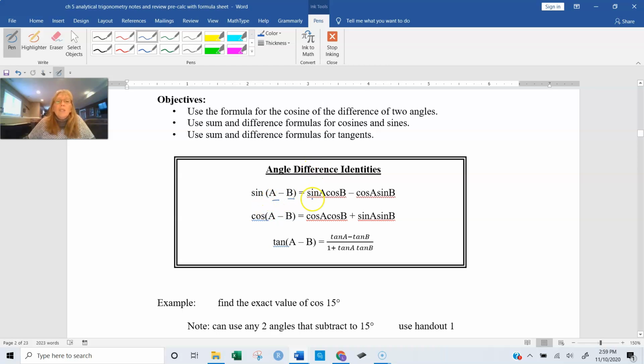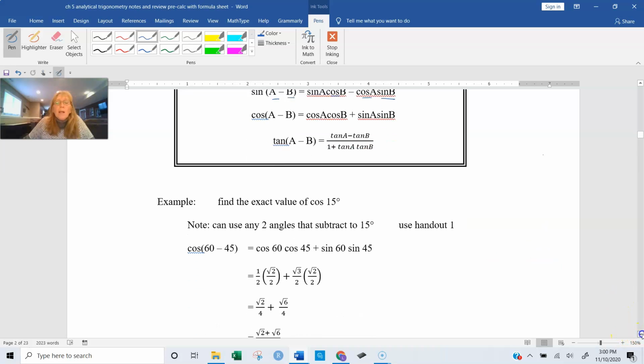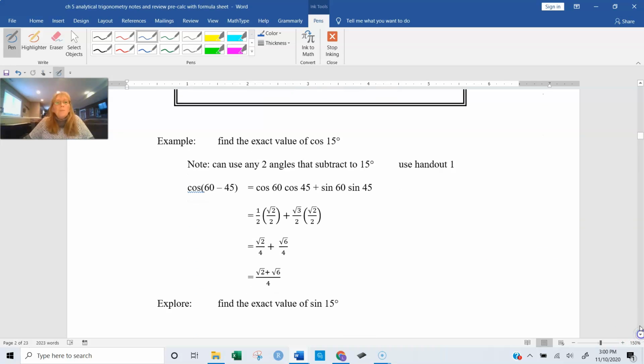All right, so when you do this here, this is your formula. You take the sine of the first angle times the cosine of the second angle minus the cosine of the first times the sine of the second. Cosine goes cosine times cosine plus the sine times the sine. Tangent is the tangent of the first minus the tangent of the second, all over 1 plus tangent of the first times tangent of the second angle. Let me show you how this works.